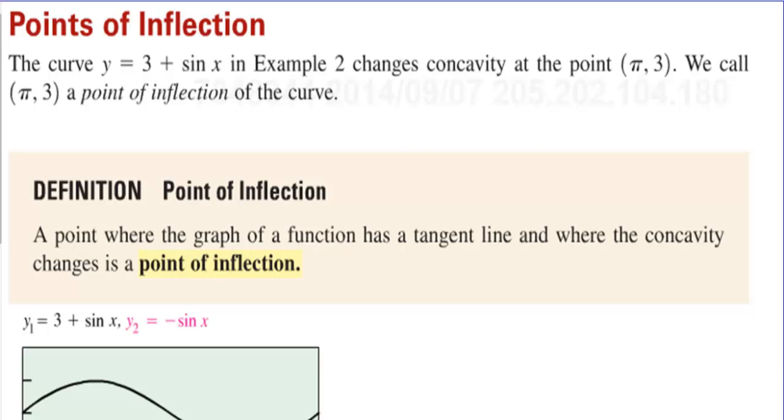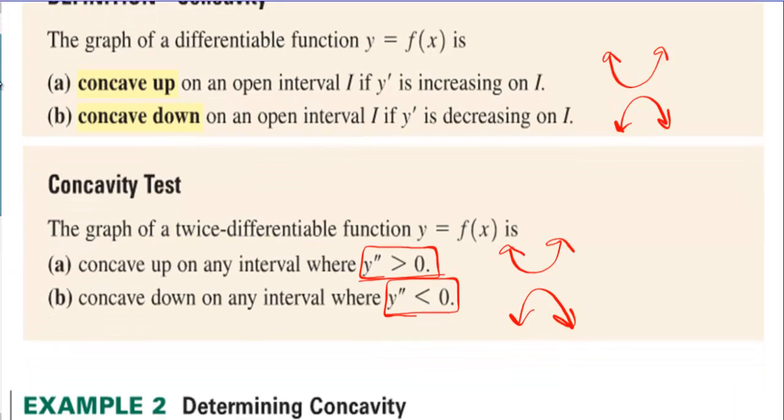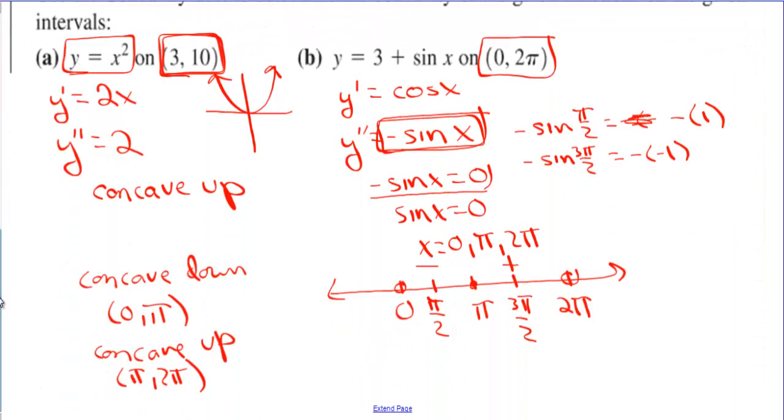Points of inflection. The curve y equals 3 plus sine x in example 2 changes concavity at the point pi, 3. We call (pi, 3) a point of inflection of the curve. Now the concavity changed over pi. The concavity went from being concave down right here to concave up after pi. So at one point it went from being concave down to concave up. Right there, we call that a point of inflection.